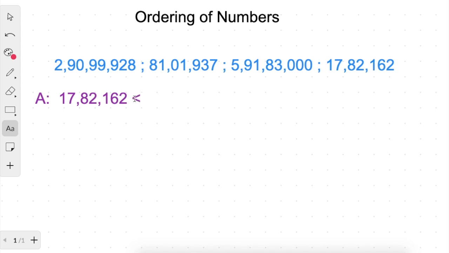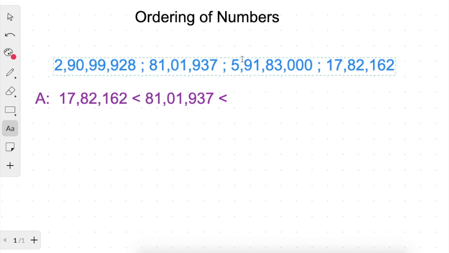After that, the next number would be... so I'll again remove this colon and insert this symbol. This number is less than which number? It should be 81,01,937. So I'll just write this number here. After that, the next would be, should I take this or this? Which of these numbers is greater than this number?